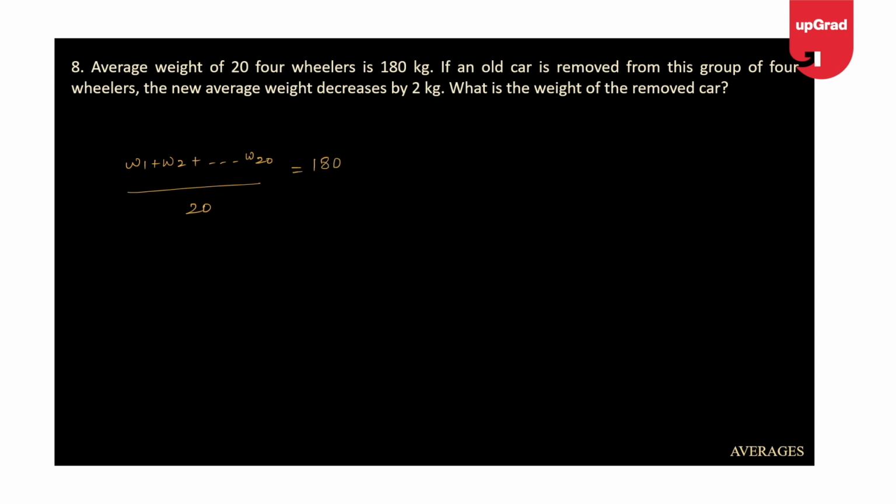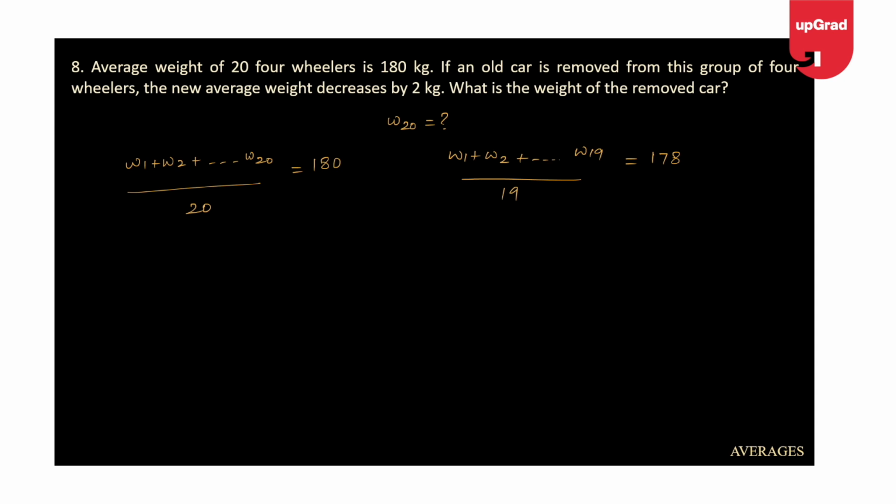If an old car is removed from this group, now in the earlier question a new person got added. In this question we are going to remove one car from the lot, which means let me remove the 20th car, and therefore there are only 19 cars this time. The new average weight decreases by 2 kilograms and hence it would become 178. Now the question is, what is the weight of the removed car? So we have to figure out the value of the 20th car.